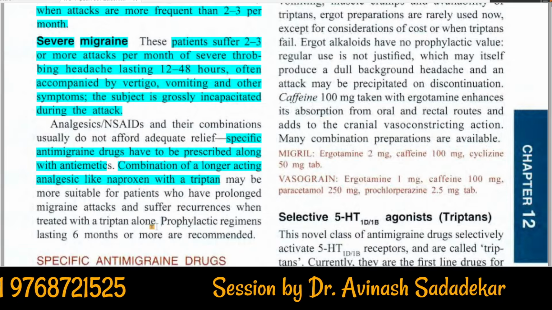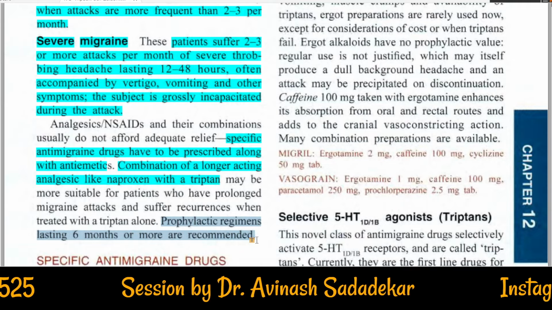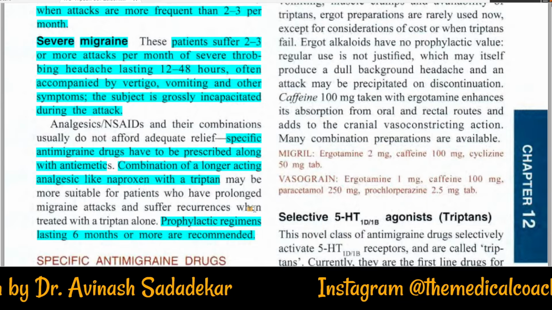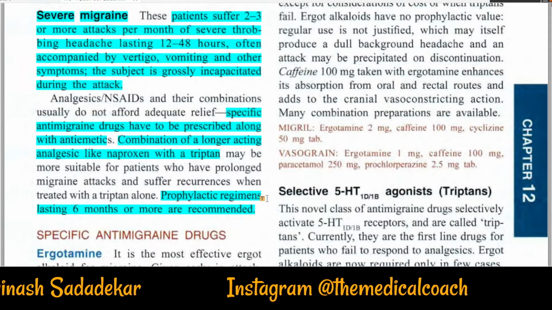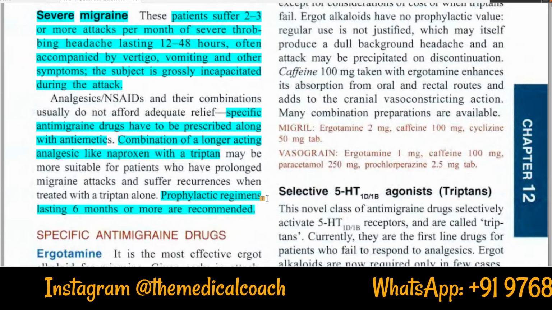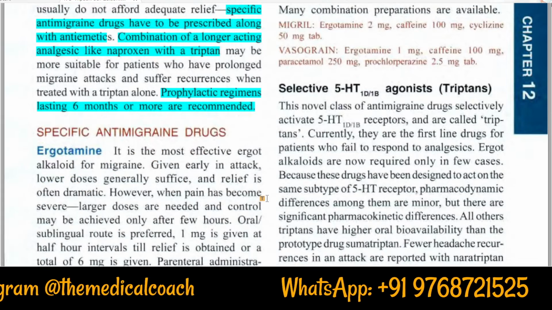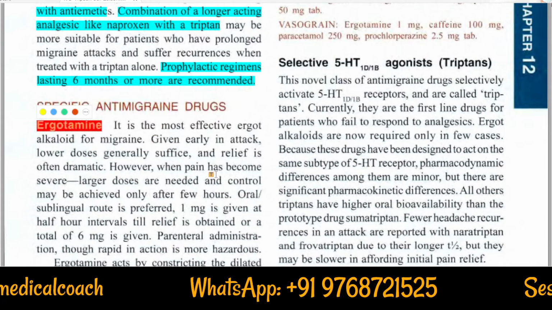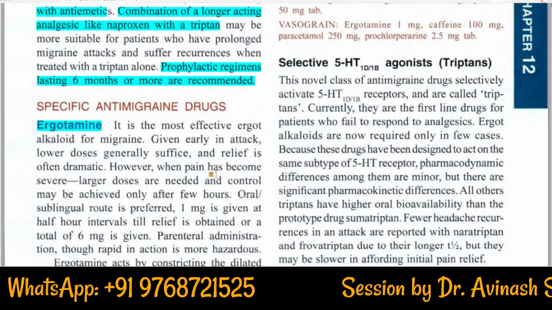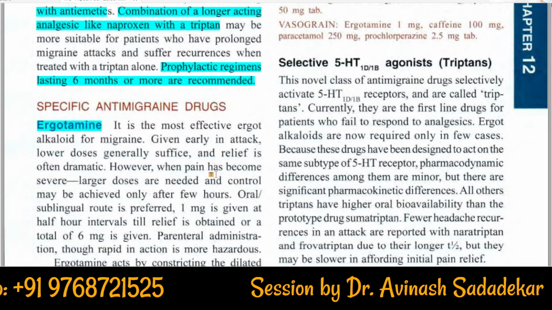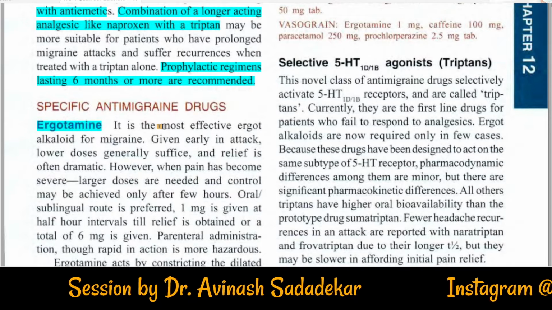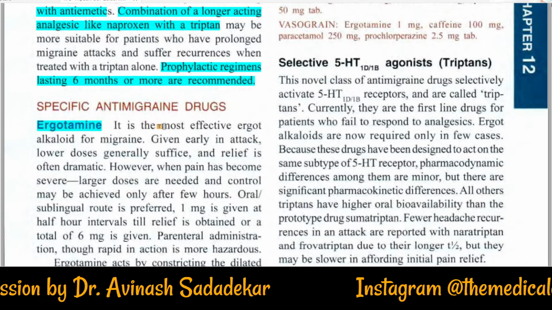Prophylactic should be given for 6 months or more, and then once you are sure that the patient has not had an attack for quite a long time, you might try to stop it. Easy. So we spoke about medicines such as triptans and ergot alkaloids. So let me help you out with what are ergot alkaloids. Ergot alkaloids, basically we get these medicines from a fungus, an ergot fungus, Claviceps purpurea. There are many types of ergot alkaloids.